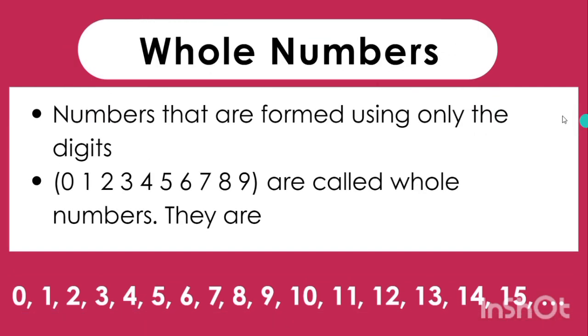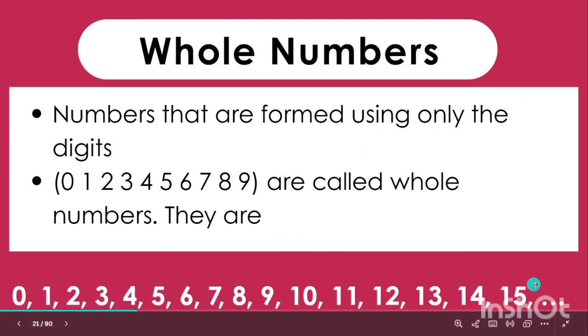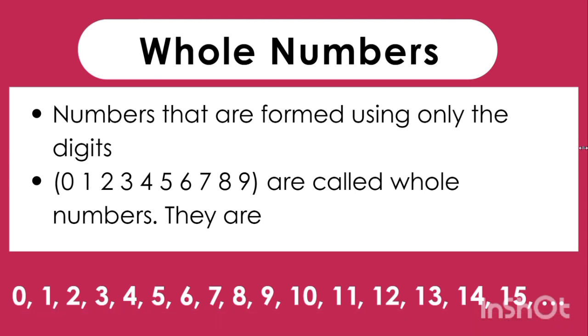Let's proceed to the whole numbers. These are numbers formed using only the digits. The whole numbers are 0 up to 15, then there is an ellipsis. This symbol represents continuing numbers, continuous, without end. There are next numbers after this.